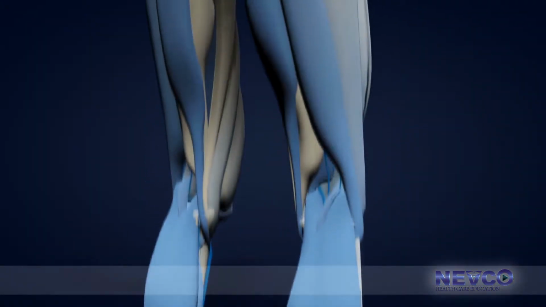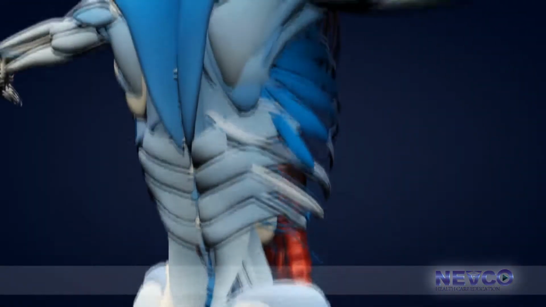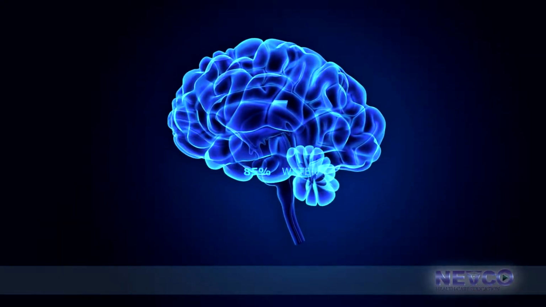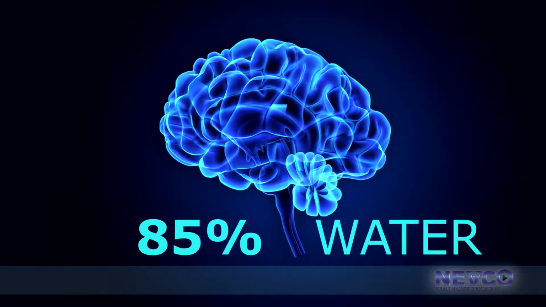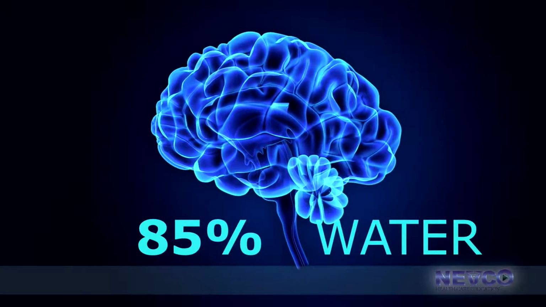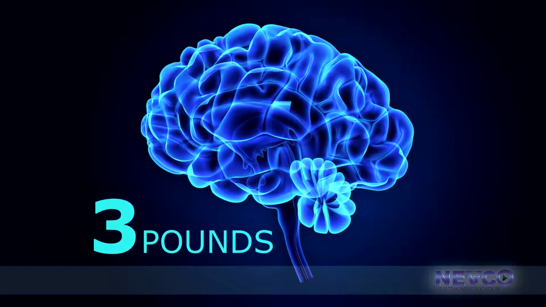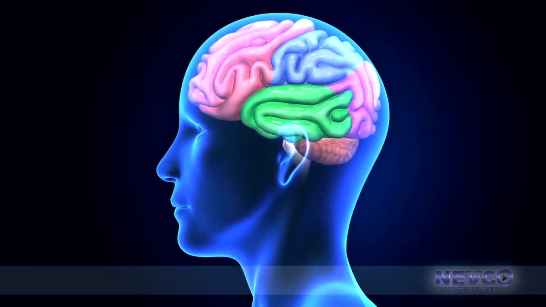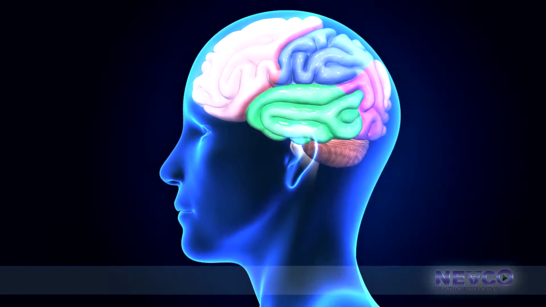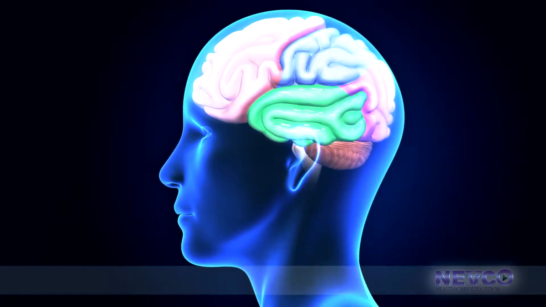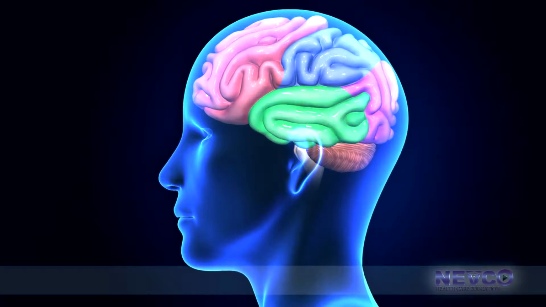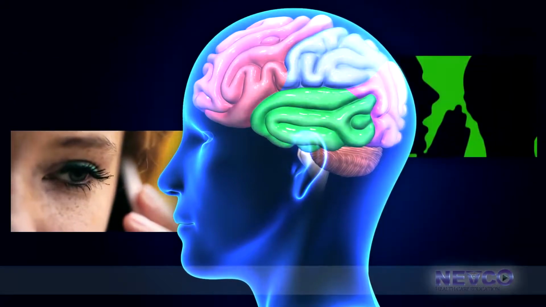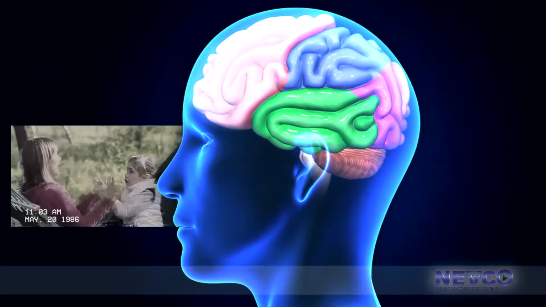Let's begin our understanding of Alzheimer's disease by taking a look at normal brain function. A normal adult brain is comprised of about 85% water and weighs approximately 3 pounds. Our brains are divided into small sections called lobes, the frontal, temporal, and occipital lobes. Each lobe is responsible for a specific function like speech, sight, hearing, or memory.